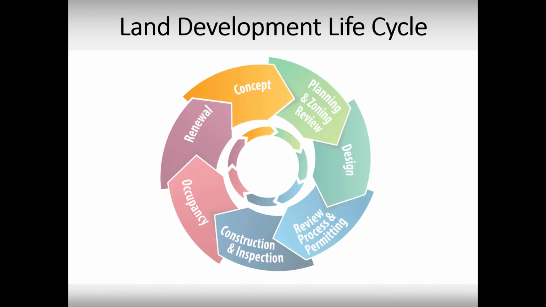At the concept phase, the project starts as an idea. Here, the project team establishes a preliminary framework for the very generalized overall layout of the project. At the planning and zoning review phase, the project team determines the allowable types of land uses and building restrictions for the project. During the design phase, the plans, details, and specifications necessary for construction of the building and site are created. The review process and permitting phase is a regulatory review of the design plans and specifications to ensure code compliance and to secure the appropriate permits.